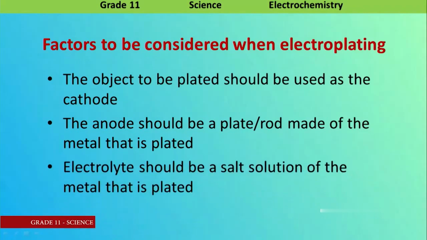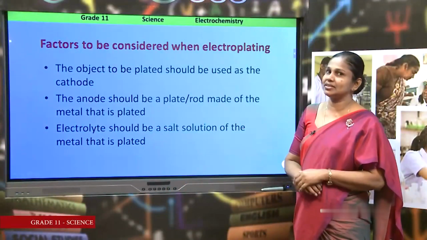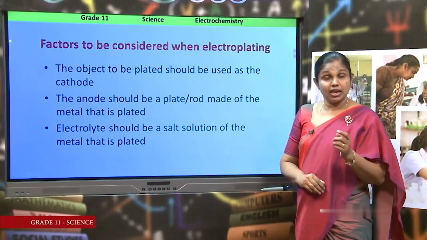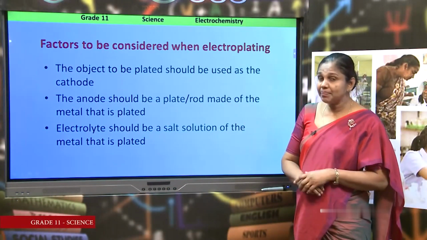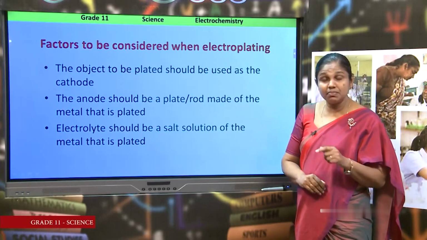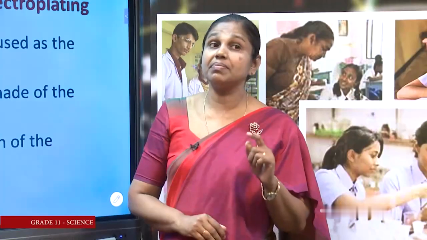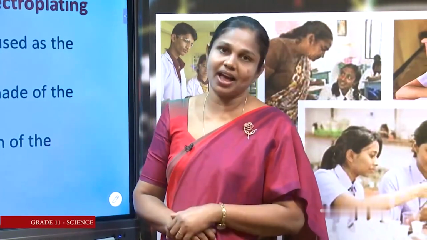Then, what about the electrolyte, children? The electrolyte is the solution we use. The electrolyte should be a salt solution of the metal that is plated. When we plate copper, definitely the electrolyte must be a solution that contains copper ions. Okay, children, if we need to plate silver, definitely the electrolyte must be a salt solution that contains silver ions.